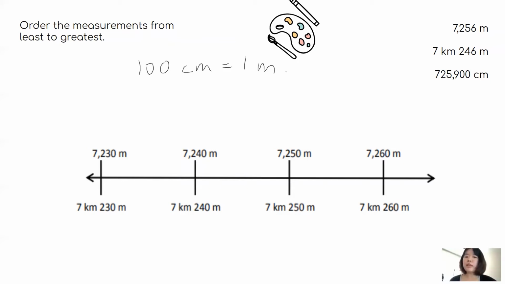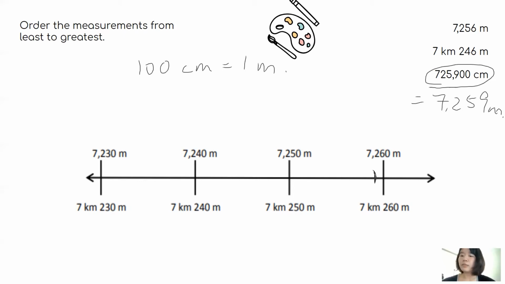And in the number 725,900, which is the third number, there are 7,259 hundredths. That means that 725,900 centimeters equals 7,259 meters. So this is equal to 7,259 meters. And now I am able to place 725,900 centimeters on the number line, which is right here.